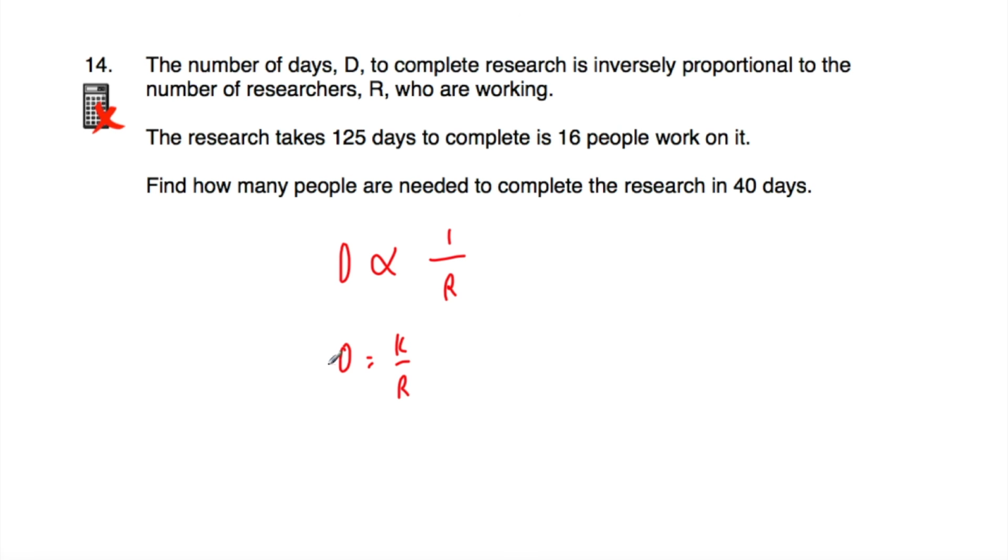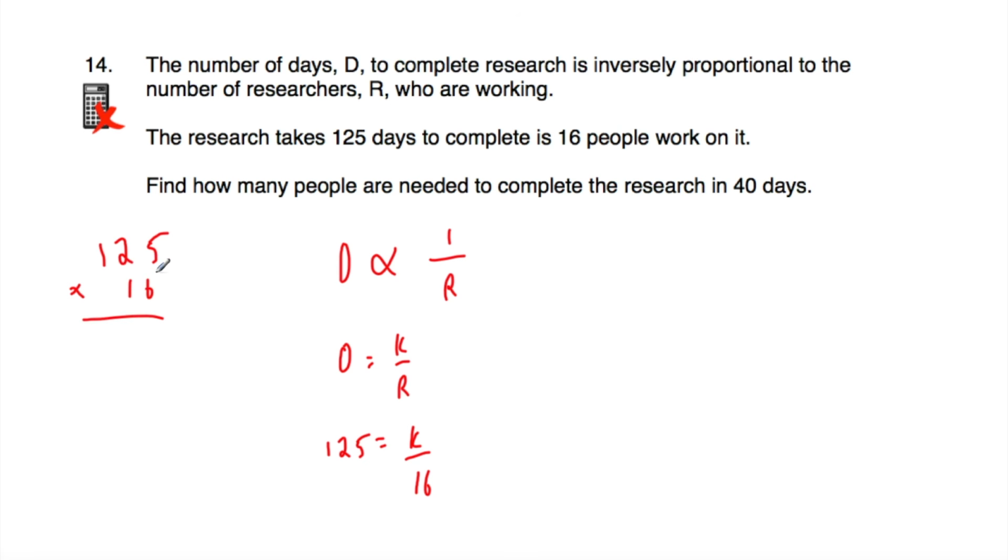So the number of days is 125, and that's equal to K divided by R, the number of researchers, which is 16. Now if we times both sides by 16, this is a non-calculator question, so we're going to need to do 125 times 16.